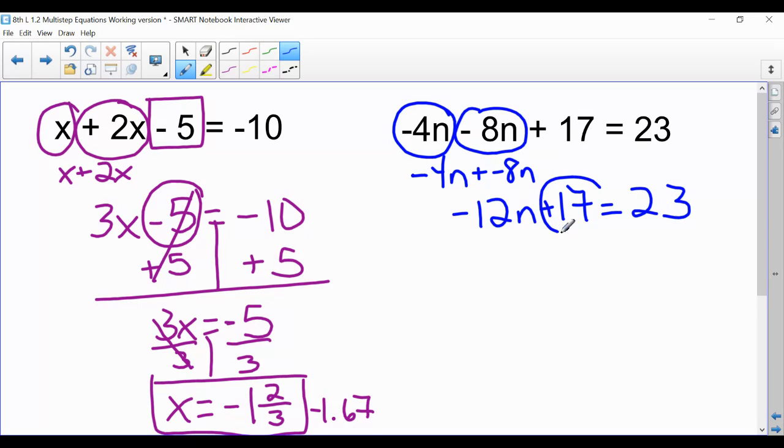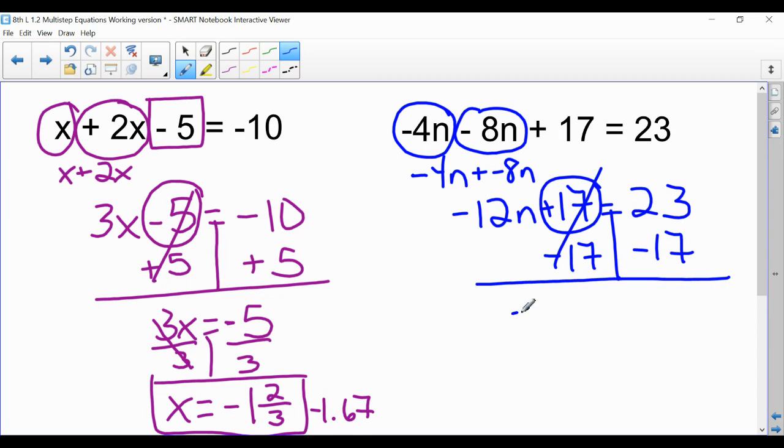My constant is positive 17, so I'm going to subtract 17 from both sides. And we're left with negative 12n equals 6.